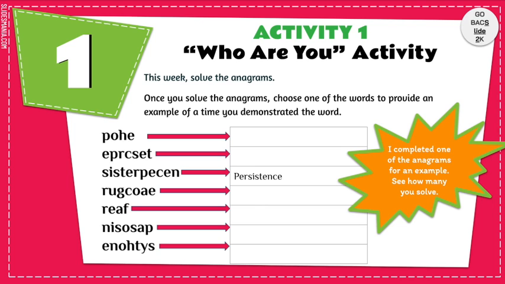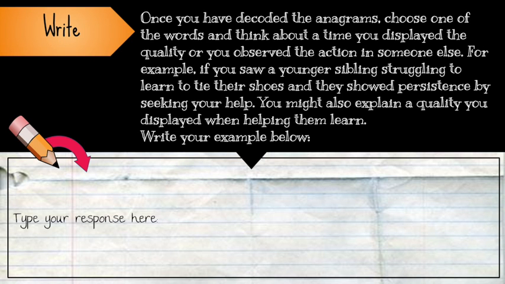First, let's look at your Who Are You project. This is a chance for you to solve some anagrams and write an example of one of them. I solved the one here in the middle. The word is persistence. Choose the one you think would make a good story to write on the next page. On the next page, you have the space to write about the word.